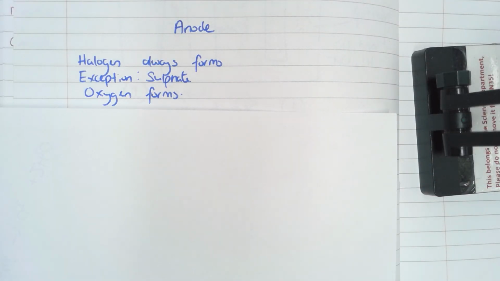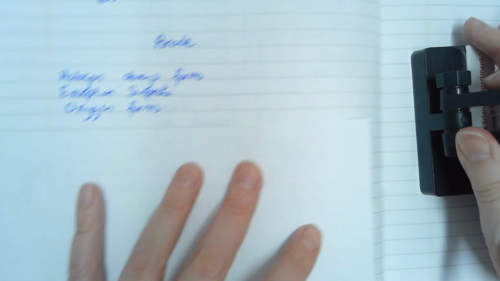So you'd probably say the anode was a bit easier because there's a rule: the halogen always forms. So if you have like sodium chloride, sodium bromide, sodium iodide, if you've got a halogen present, then the halogen is always going to be discharged over OH minus. Your exception is if you've got sulfate. So we do like copper sulfate. If you don't have a halogen, then the OH minus will be discharged and oxygen is going to form.